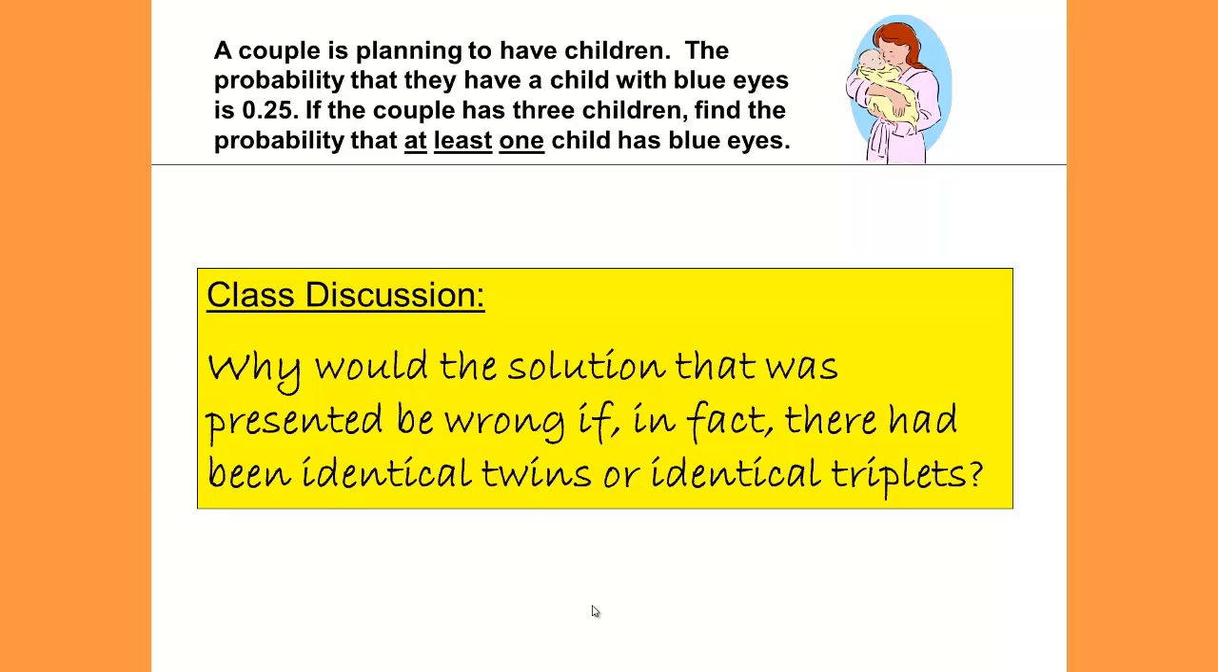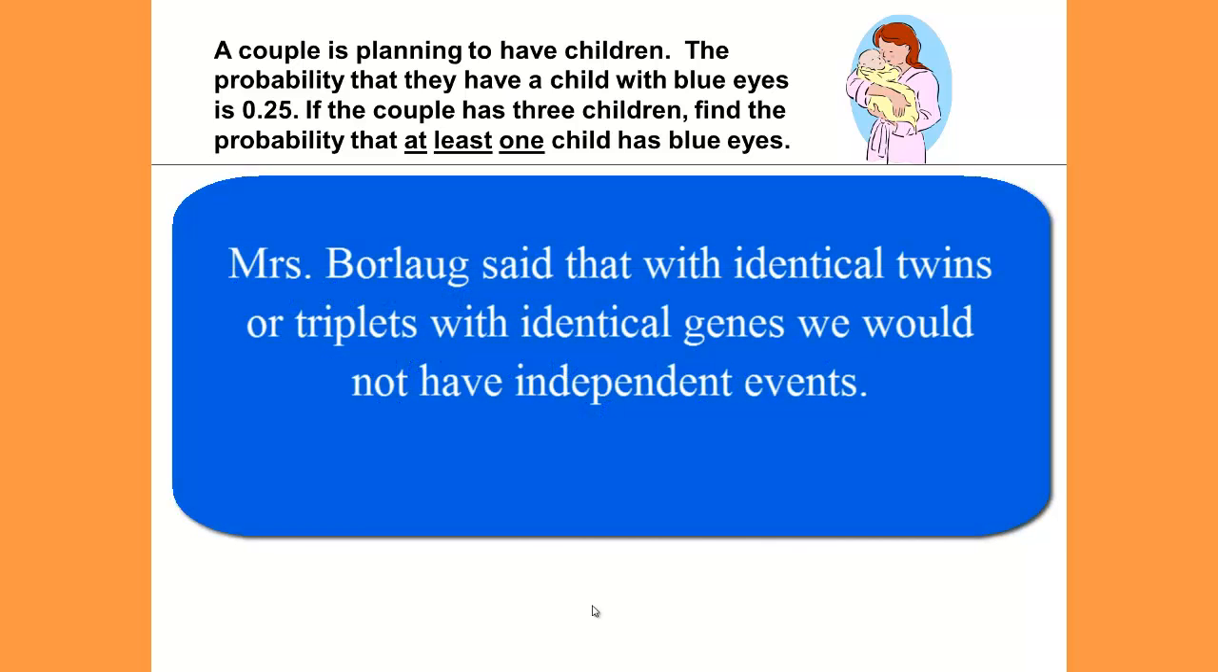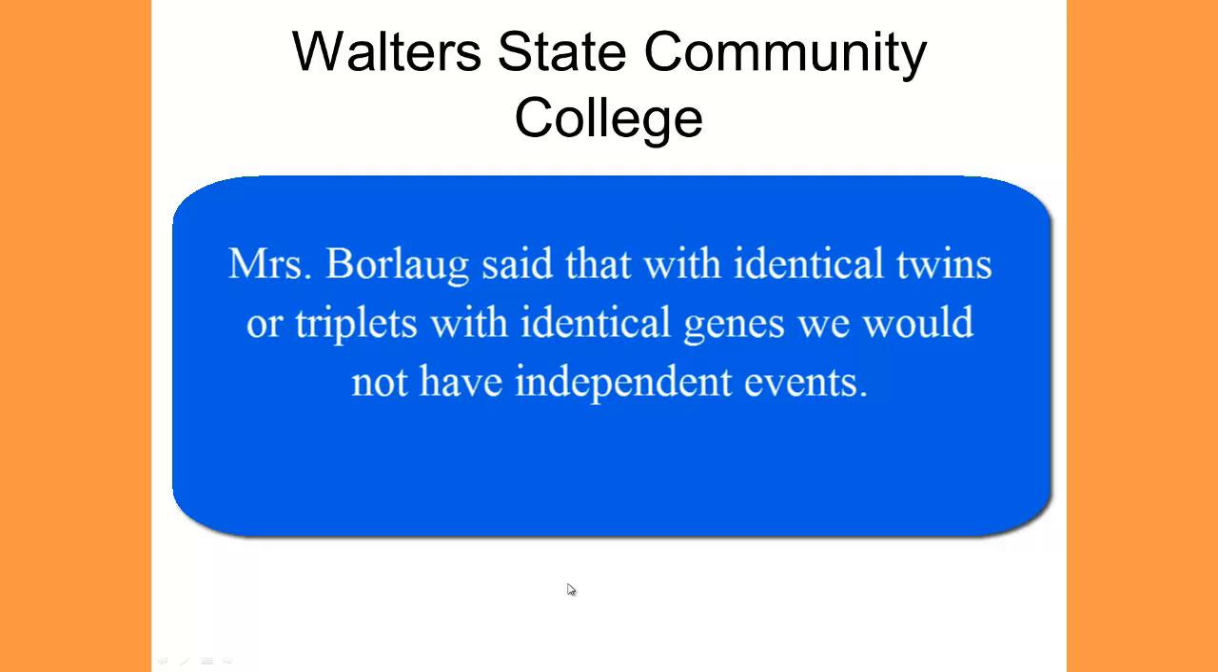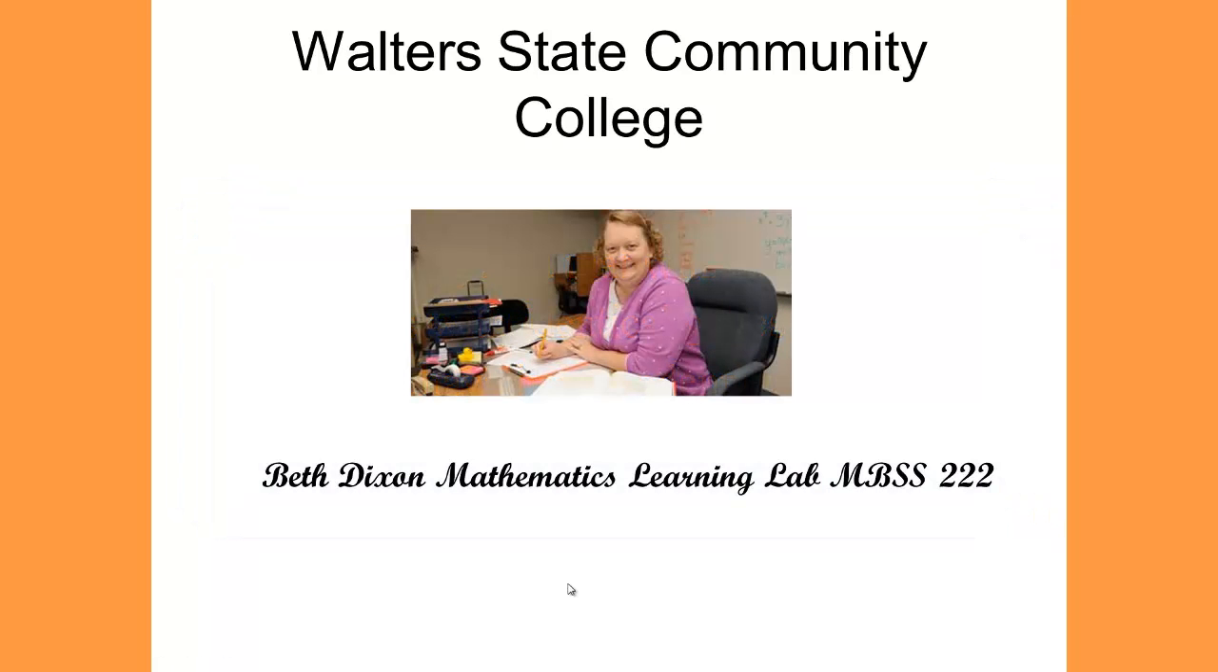Why would the solution that was presented be wrong if in fact we had identical twins or triplets? Well, Ms. Borlaug put this here, and I think what she was after is that identical twins and triplets would actually have identical genes and therefore not actually be considered separate children. I'll have to ask her about that. Think about that question. This is a very good stopping place, although we've probably not done enough examples on this to actually grasp the whole part.